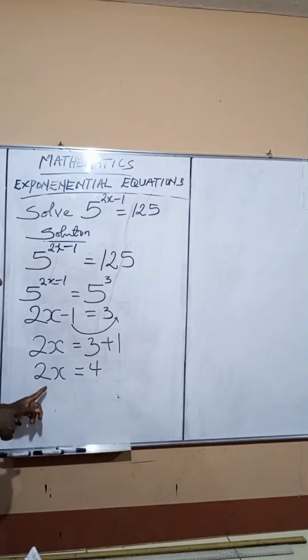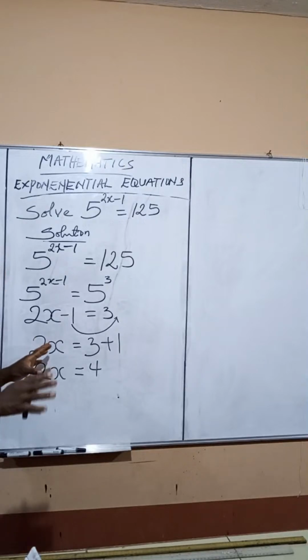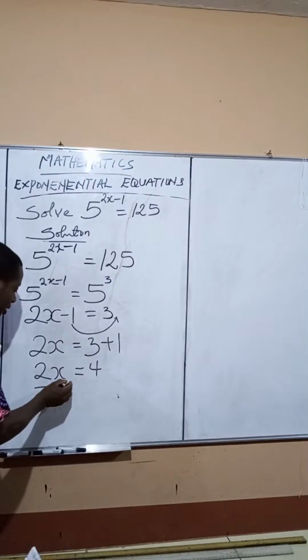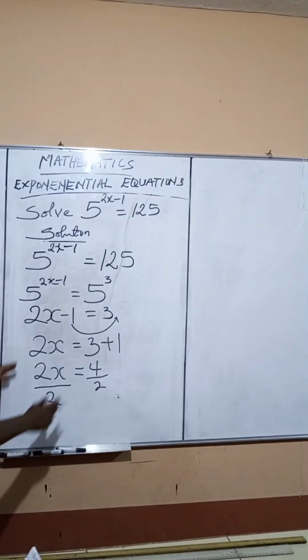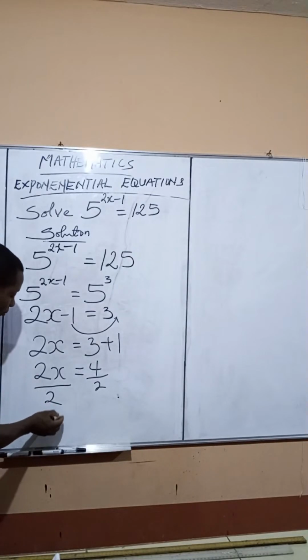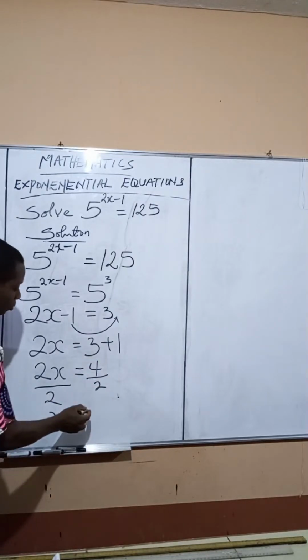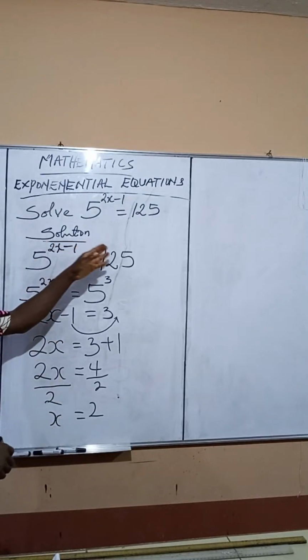And that is to divide both sides by 2. Why? Because 2 is attached to x. Whatever is attached to x has to be removed so that we can have the pure value of x. So we are going to have 2x divided by 2, then 4 divided by 2. This 2 will strike this one, leaving us with x equals 4 divided by 2, which is simply 2. This is exactly what we have in our class today as far as this question is concerned.